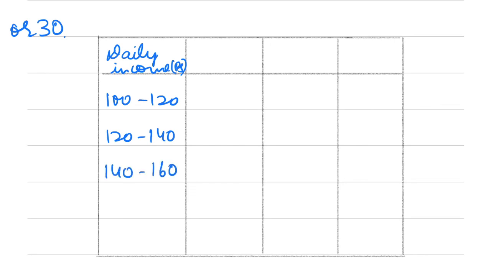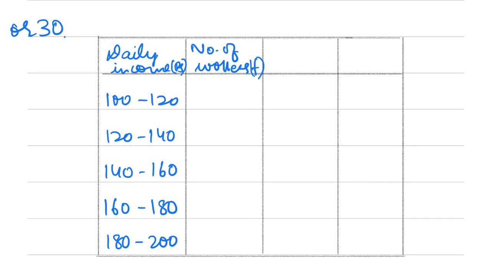For question 30, we are given the daily income here, and that is in rupees. So that is between 100 to 120, then 120 to 140, 140 to 160, then 160 to 180 and 180 to 200. Then we are given the number of workers, or we can write them as frequencies. Those are 12, 14, 8, 6 and 10.